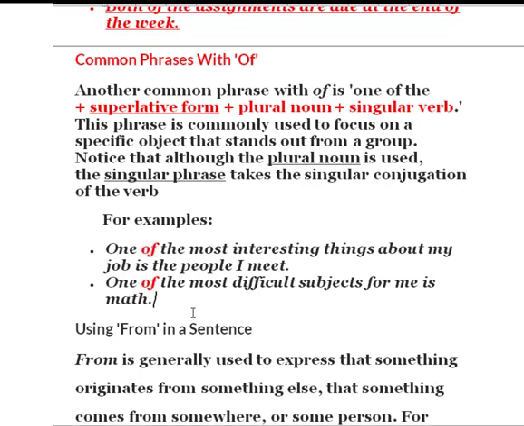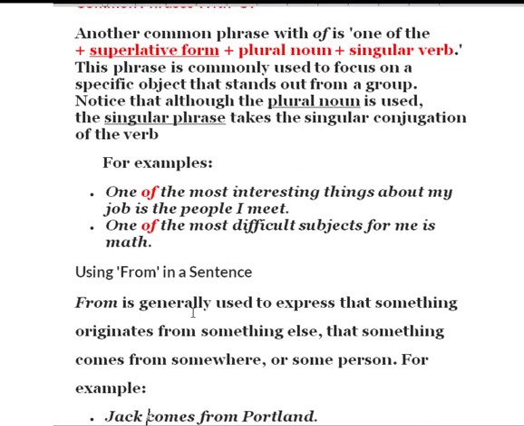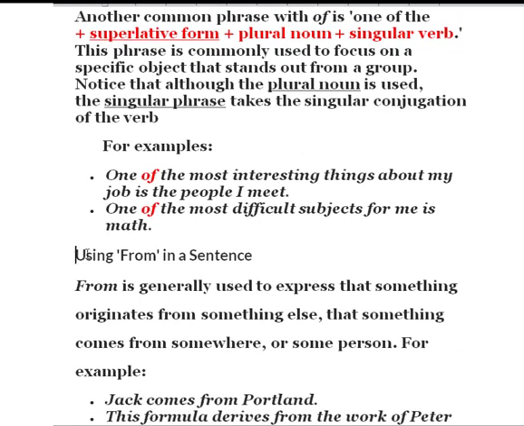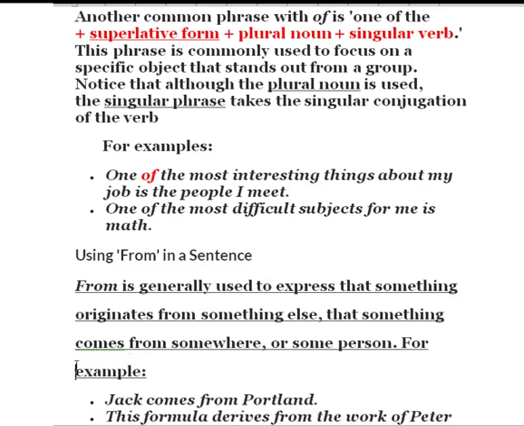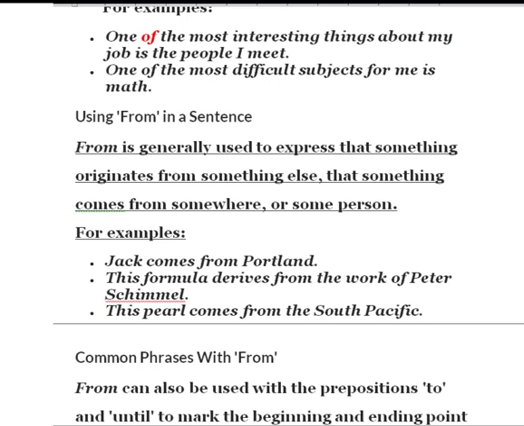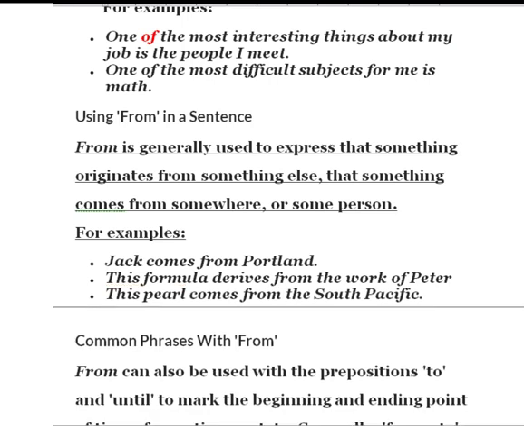And then we have using from in a sentence. From is generally used to express that something originates from something else, that something comes from somewhere or some person. For examples, Jack comes from Portland. This formula derives from the work of Peter. This pearl comes from the South Pacific.